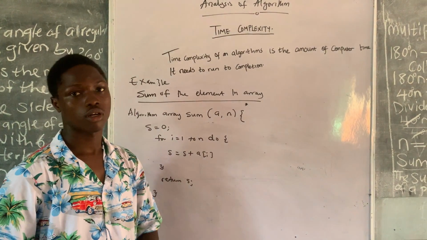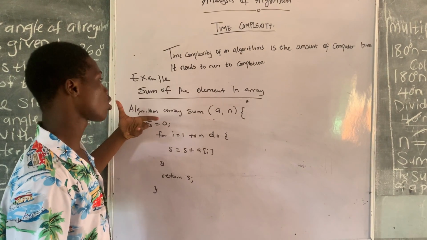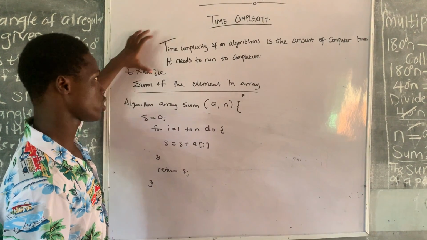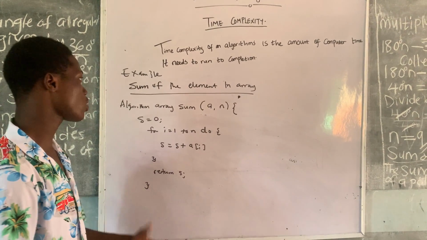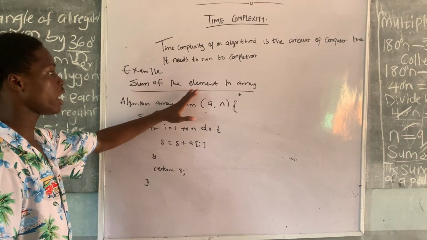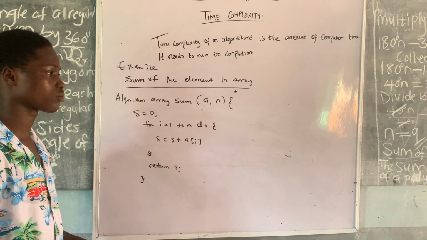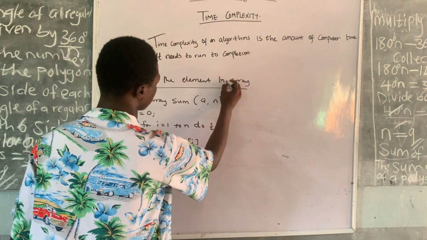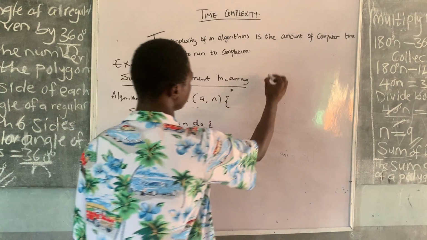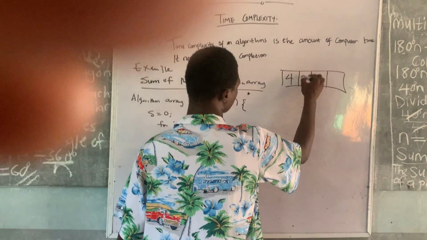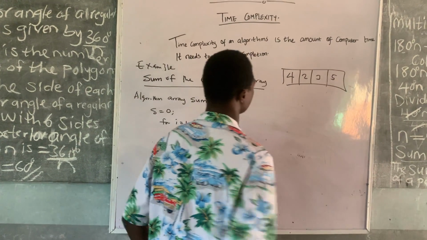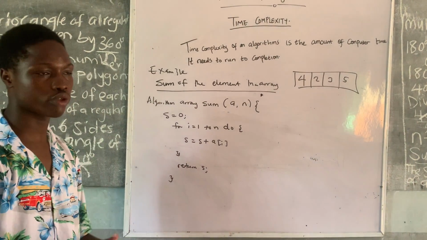So in today's video, we want to talk about another example under the time complexity. How are we going to derive our time complexity? This one asks us for the sum of the elements in an array. Assuming we have this array of 4, 2, 3, 5, it asks us to sum everything together.